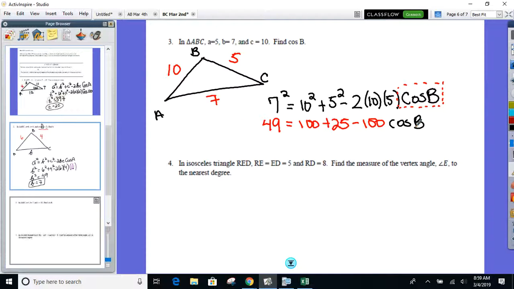You cannot combine all three on the right. Here's why. Think of it like this. Can you do this? 100 plus 25 minus 100x. It's the same thing, except instead of an x, there's a cosine B. So what are the only two I can combine on this right side? This 100 and the 25. You cannot combine all three. I'm showing you right now. So it's going to be 49 equals 125 minus 100 cosine B. Don't combine them.